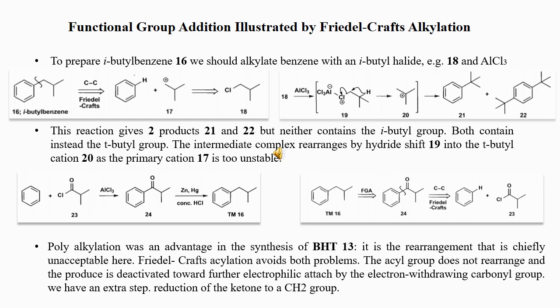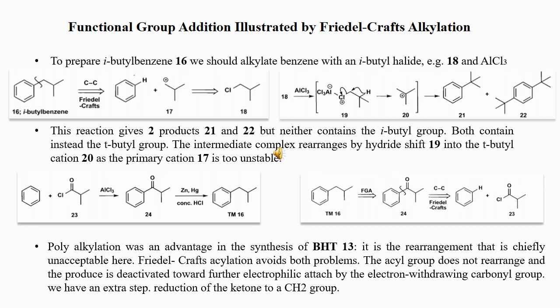Now if we check compound number 23, if we use it rather than compound 18. Compound 18 is an alkyl halide, while compound 23 is an acyl halide. So when this acyl halide is added in the presence of aluminium chloride, we got 24, and you can see that we have acylated benzene rather than alkylated. After getting that acylated product 24, we reduce it, and in the presence of zinc mercury amalgam and concentrated HCl, we got the target molecule 16.